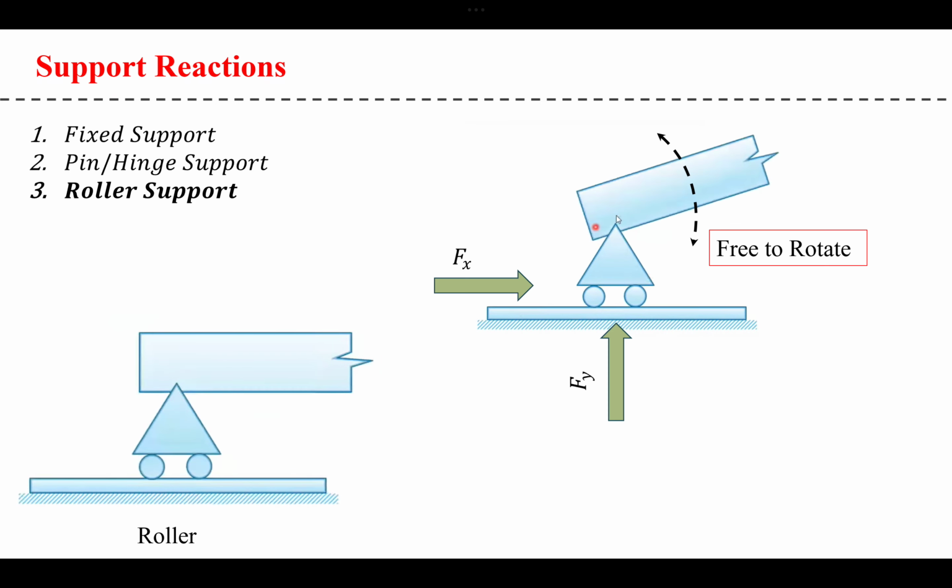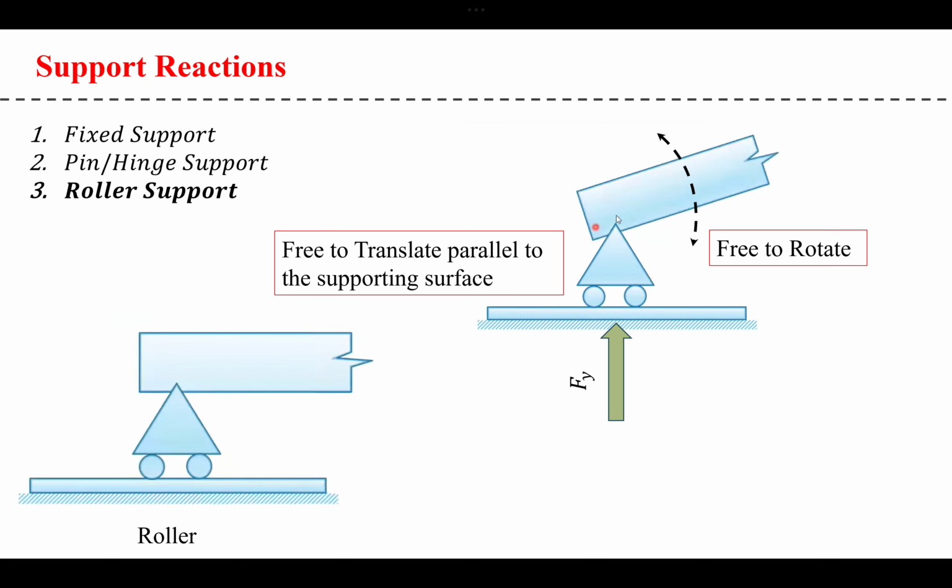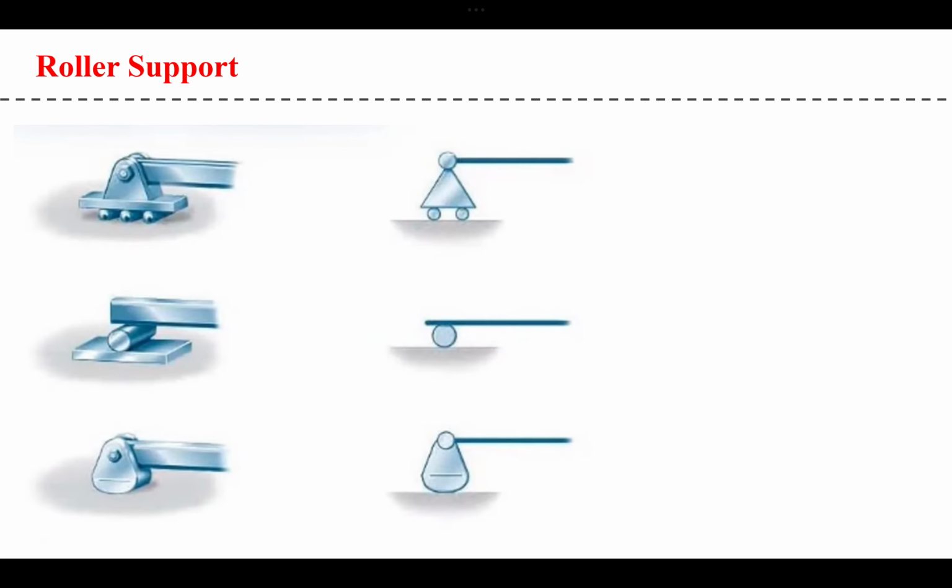So that would mean that now this reaction force will not be there. It is not trying to stop the motion parallel to the supporting surface, so there will be no reaction force parallel to the supporting surface. Because it is free to translate parallel to the supporting surface, you will only be left with the Fy, which is the force perpendicular to the supporting surface. So in case of roller joints or roller supports, you will have only one reaction force that will be perpendicular to the supporting surface.